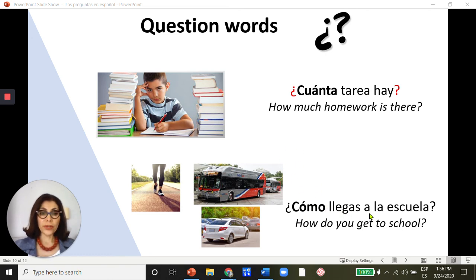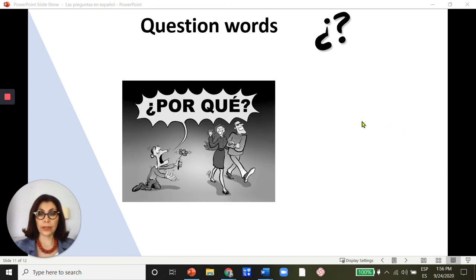¿Cómo? ¿Cómo llegas a la escuela? Yo llego a la escuela caminando, walking, or by bus, en autobús, or en coche, by car. Muy bien.